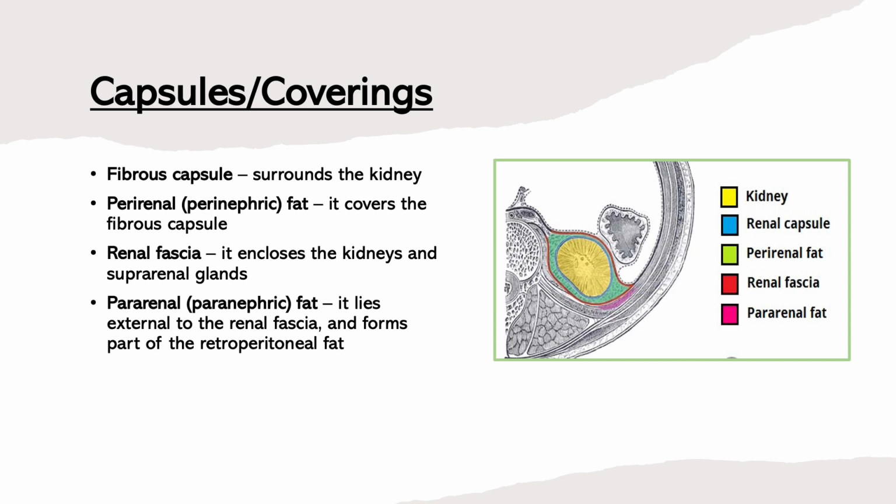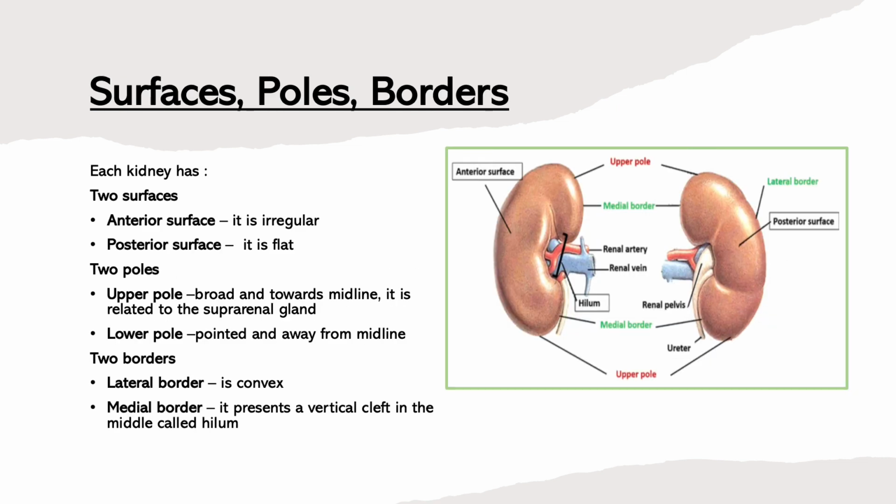Perirenal perinephric fat, which covers the fibrous capsule. Renal fascia, which encloses the kidneys and suprarenal glands. Perirenal perinephric fat, which lies external to the renal fascia and forms part of the retroperitoneal fat. Each kidney has two surfaces: the anterior surface, which is irregular, and the posterior surface, that is flat.